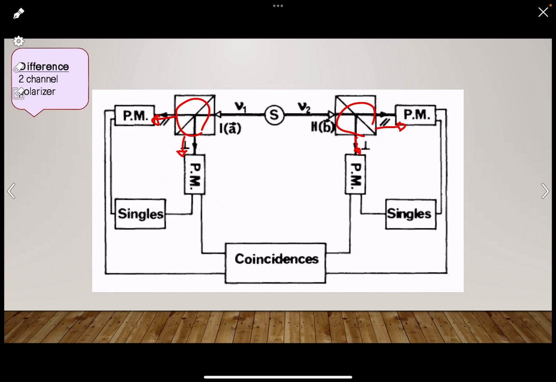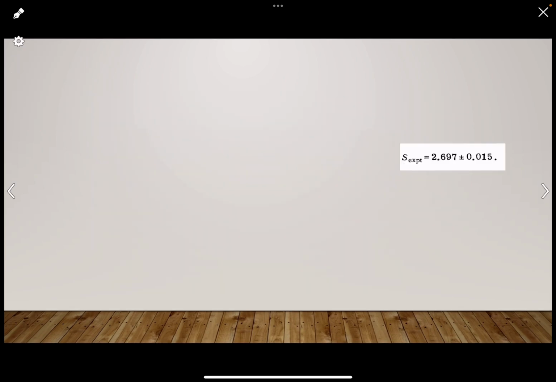This has improved on the previous experiment by covering the limitations. And through this experiment, they found a result for Bell's inequality. And now we're going to look at the result of the experiment. So what is the result of the experiment?